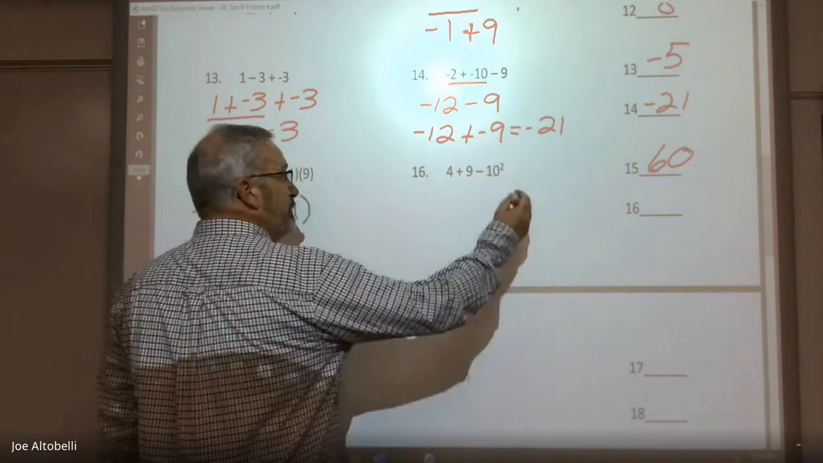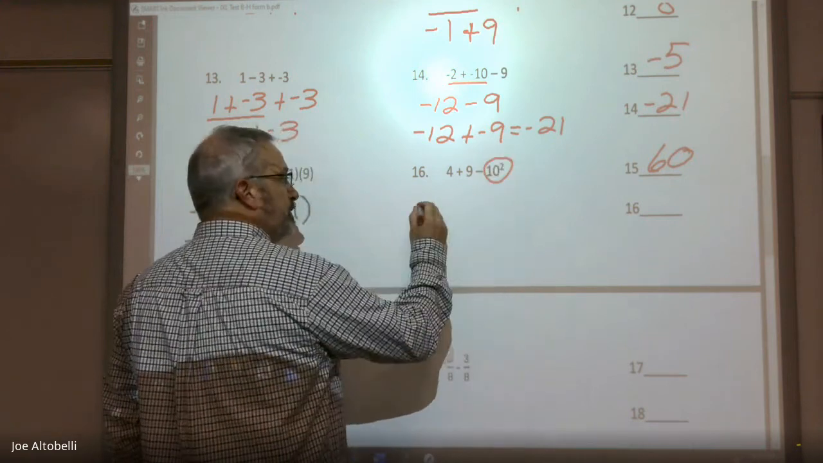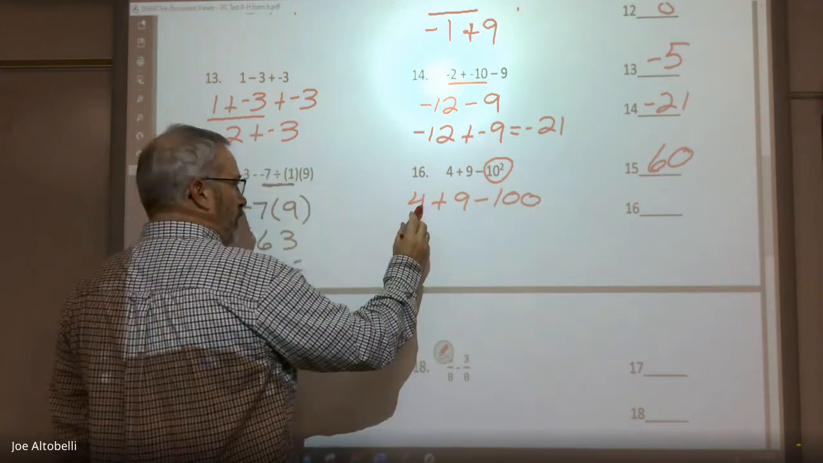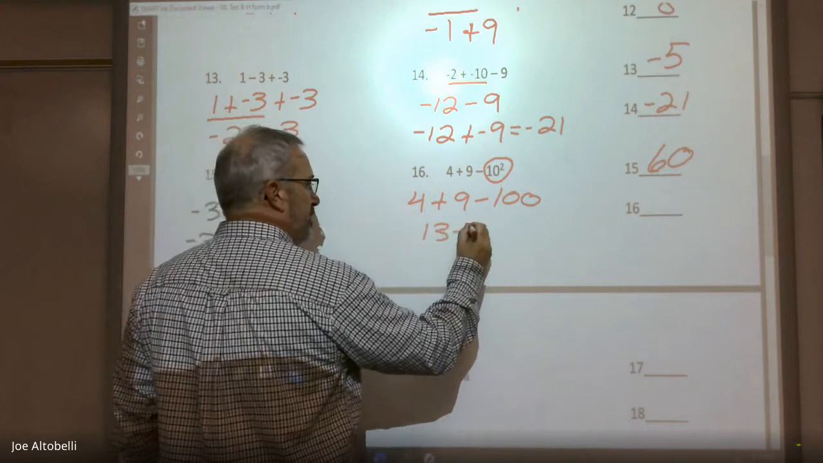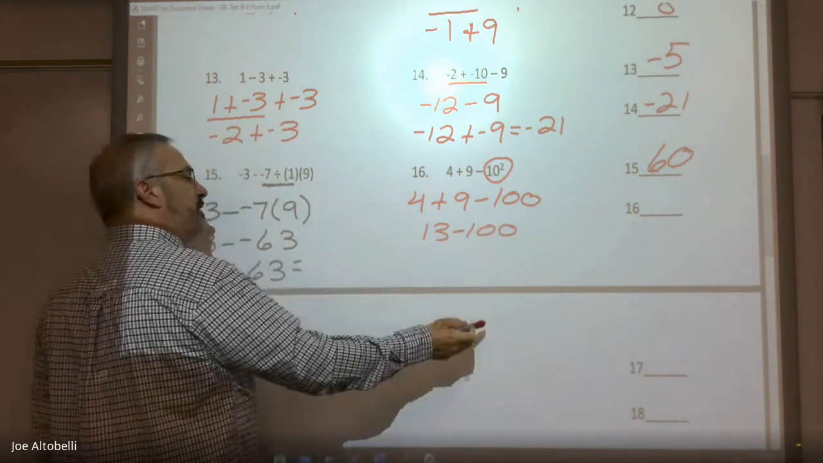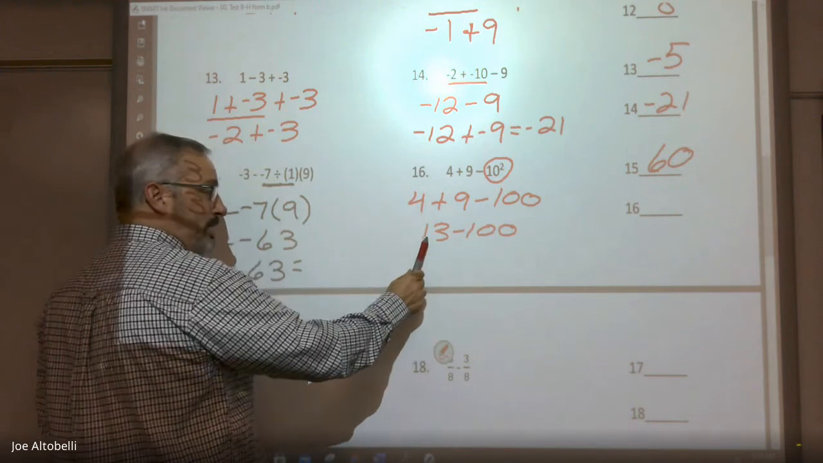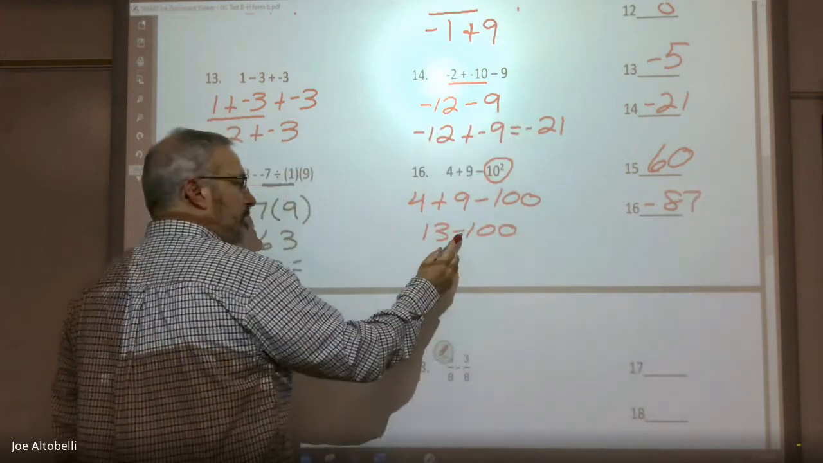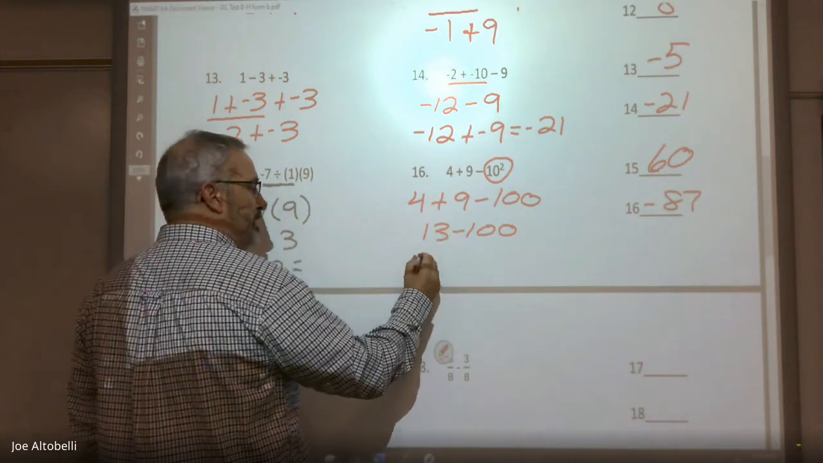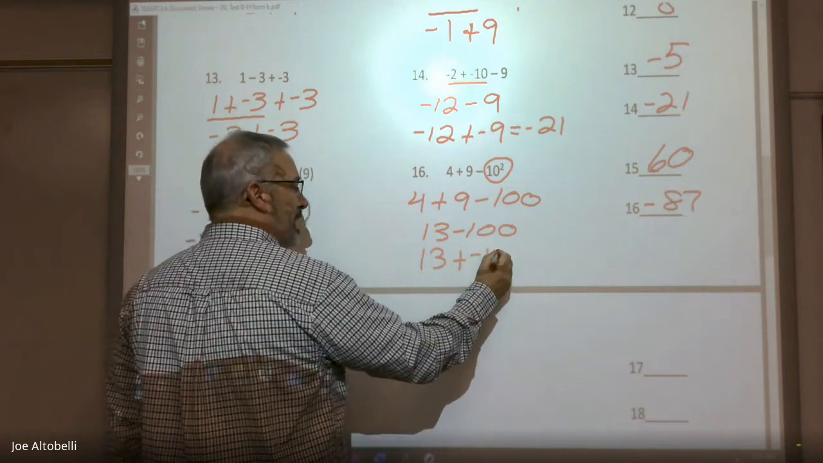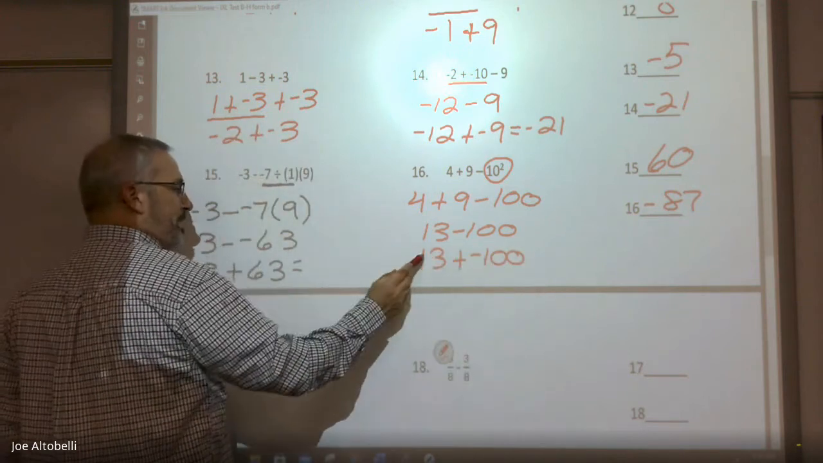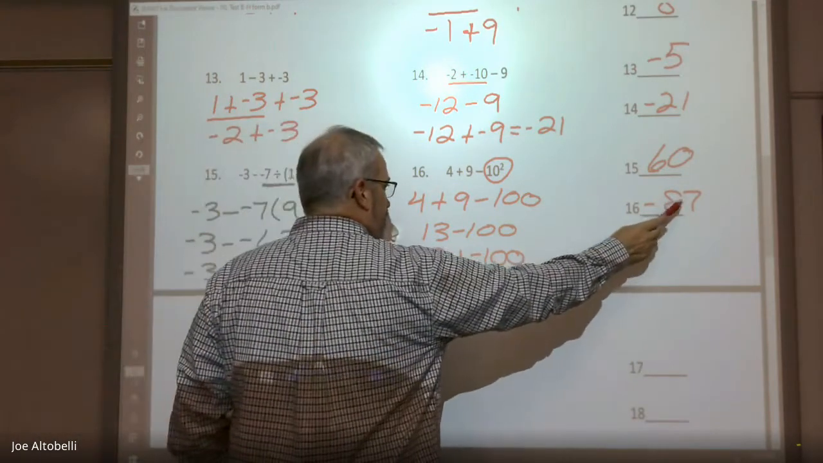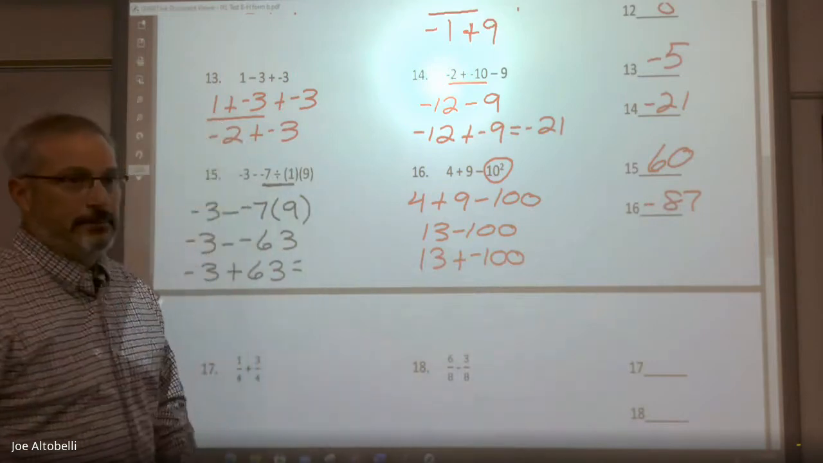All right, we have to remember to do the exponent first. So this is 4 plus 9 minus 100. 4 plus 9 is 13. Minus 100, I'm taking away more than what I have. So it's 87 negative. Or if you need to, you can change subtracting to adding the opposite. I'm adding, so 100 minus 13 again is 87. I have more negatives, so it's a negative 87.